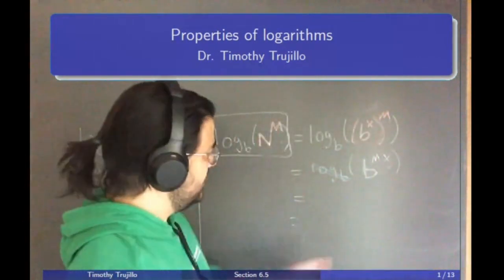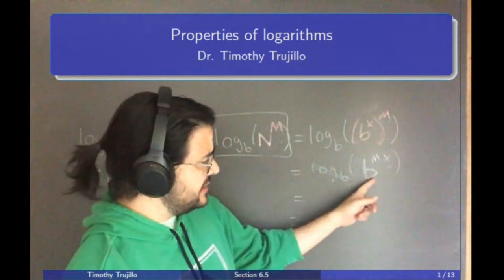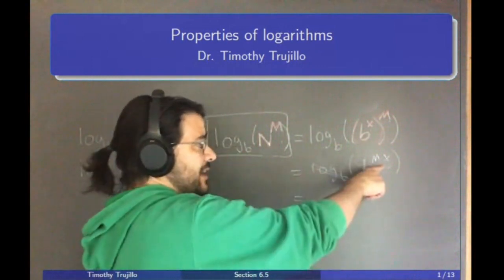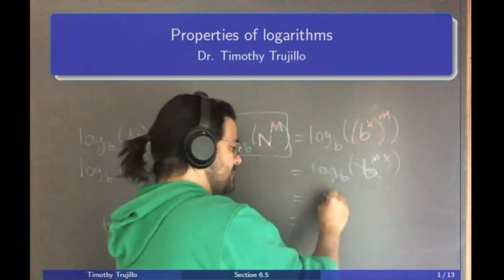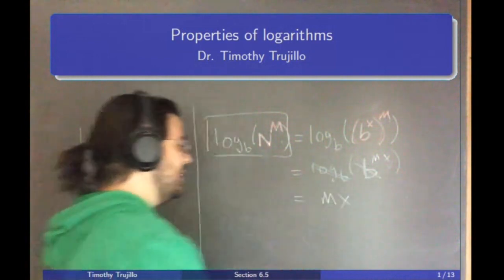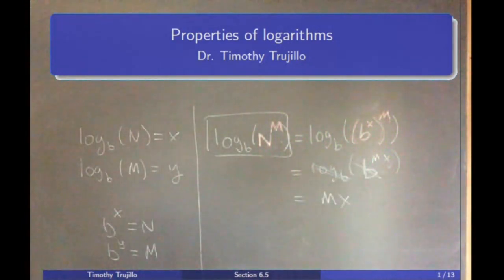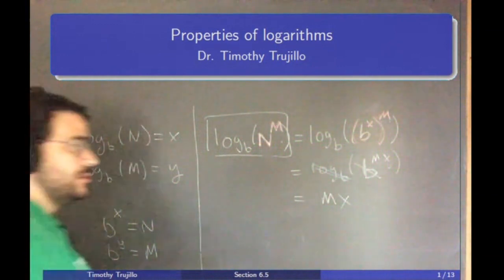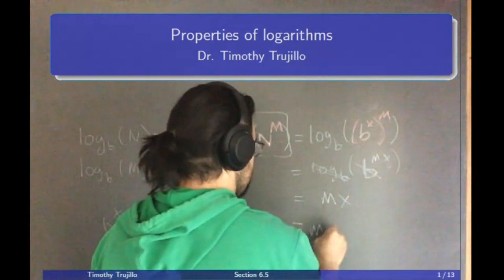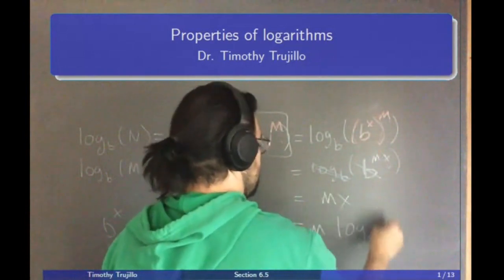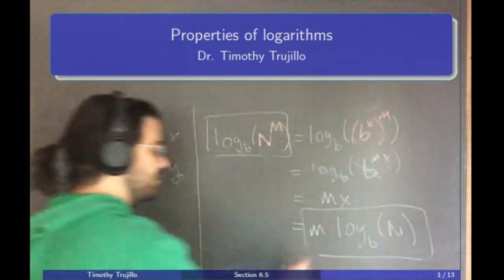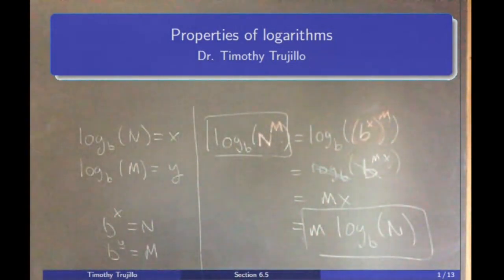Now what's going to happen is the log base b and the exponential function with base b still cancel each other out. But instead of x plus y or x minus y, we get m times x here. And then now let's just convert this back to logarithmic form. Remember, x was log base b of n. So this whole thing is going to be m times the log base b of n. And so now this is the output for the power rule.